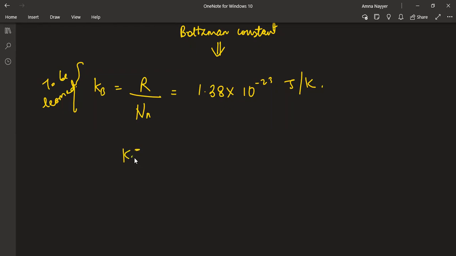So sometimes kinetic energy is also written as half kBT, not always as half mv squared. Fine, this is half kBT. Now see, this is valid for one molecule.